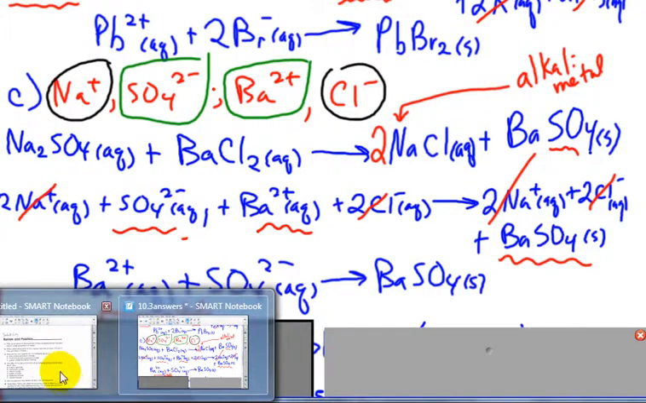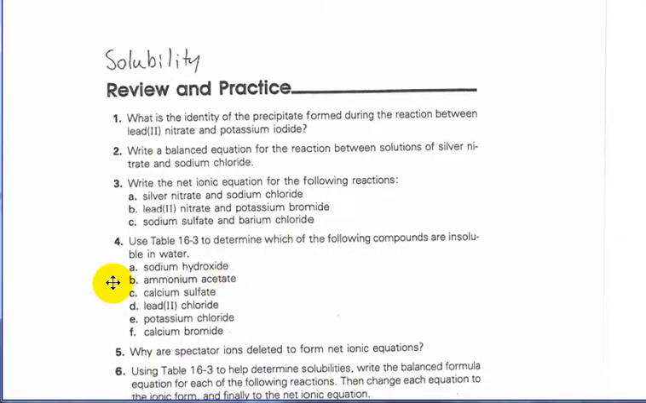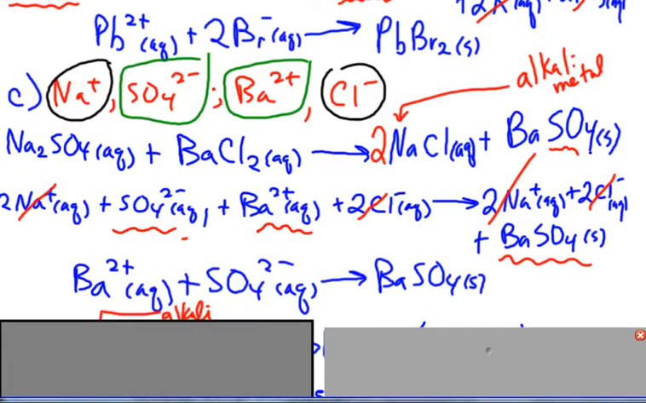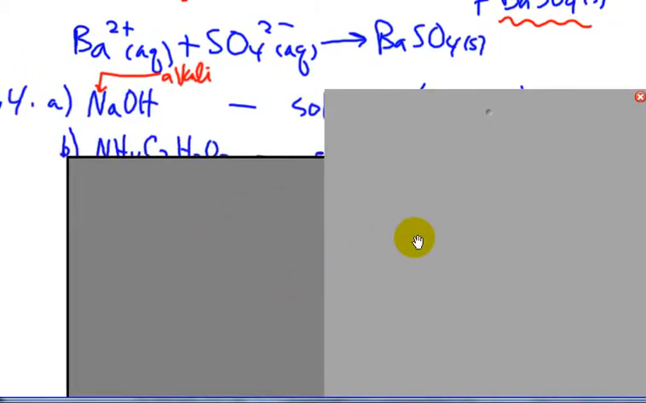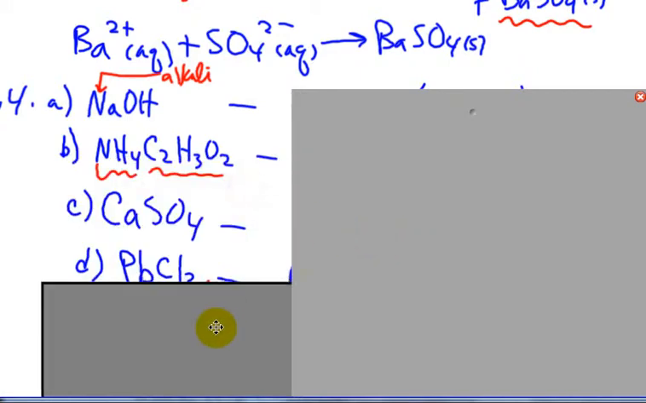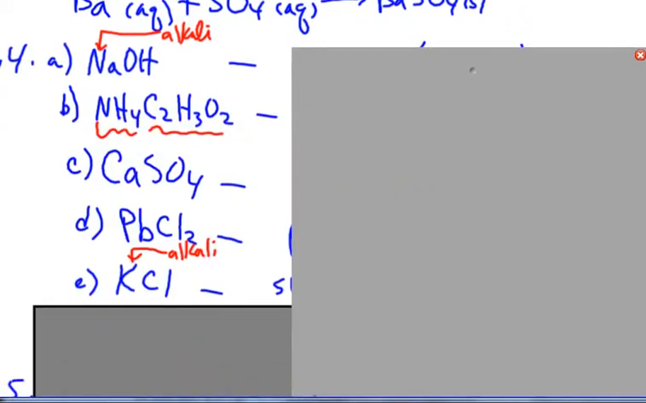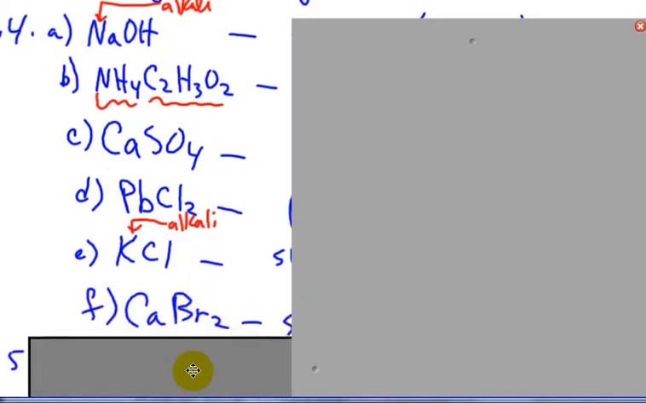Okay. Next question, number 4. Just simply looking up these compounds. Are they soluble or insoluble? Are they PPTs or not? Sodium hydroxide, sodium acetate, calcium sulfate, lead 2 chloride, potassium chloride, calcium bromide, etc. You have to just simply look them up. Changing them to formulas first of all, that's what we get. I'll get you to pause the video now so you can look them up and try to figure them out for yourself.